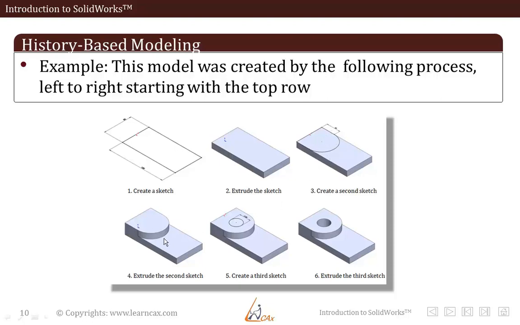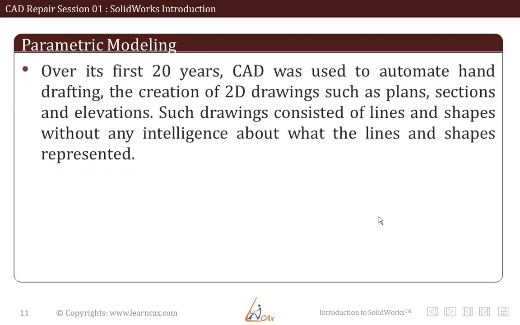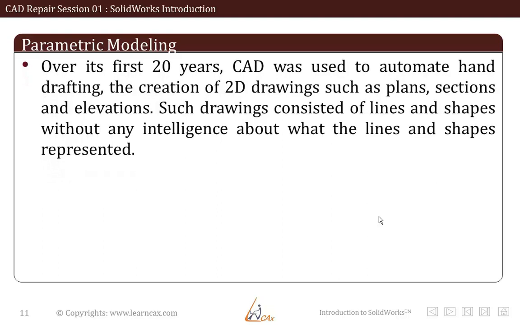And this sketch was again extruded here. Then a third sketch was drawn on the top surface of this, and a through hole was created using this sketch. So this is one of the basic examples of what you can get from feature plus history based modeling in SolidWorks. Let us now understand what parametric modeling means. But before going into that, let us first see the history of CAD software.